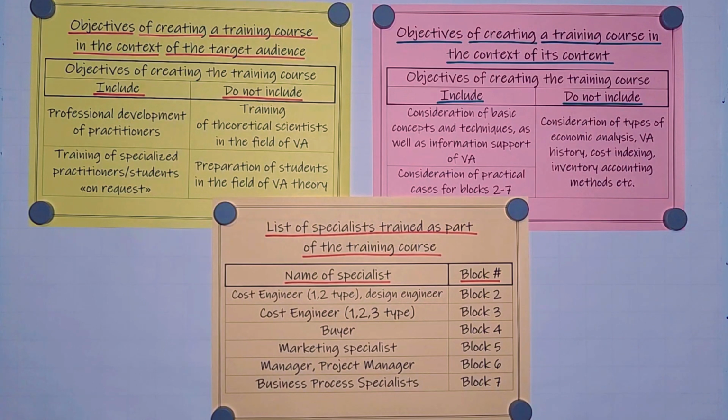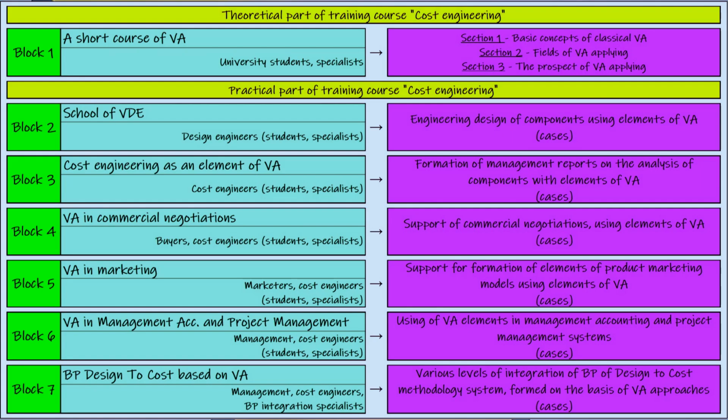In both cases, training can be carried out in the directions corresponding to blocks 2 to 7. In particular, designers, cost engineers of types 1, 3 and 2 and 3, buyers, managers, project managers, marketers, and business process integration specialists can be trained in a specialized educational program.